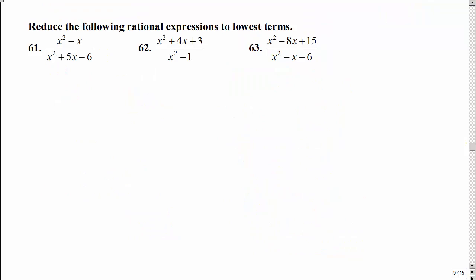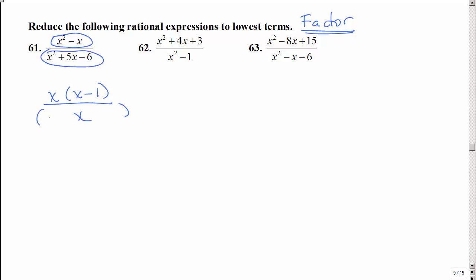These next three problems talk about reducing the rational expression, which means we're going to factor. So how do we factor here? GCF of an x. How do we factor that? A trinomial. What multiplies to get -6 and adds to get 5. Be careful, this one's kind of tricky. It's not 2 and 3. It is actually +6 and a -1. Now we want to reduce. We want to reduce out common factors.